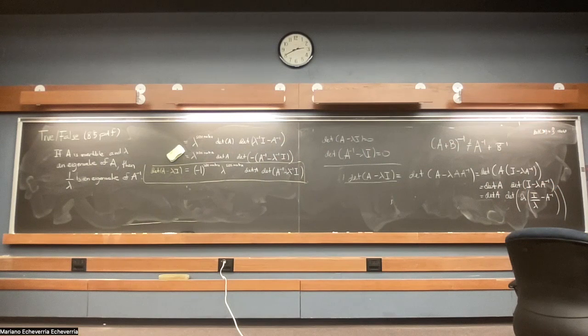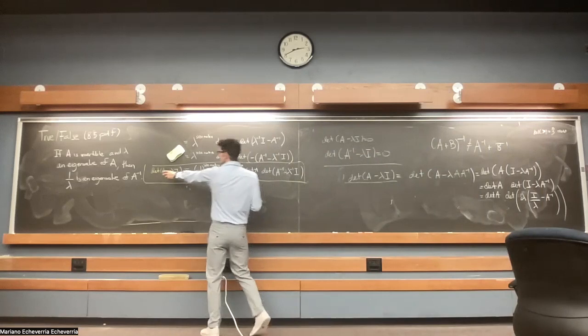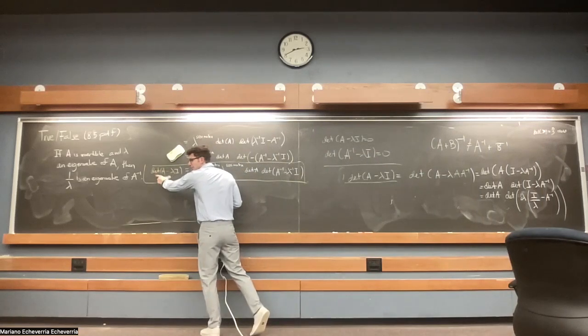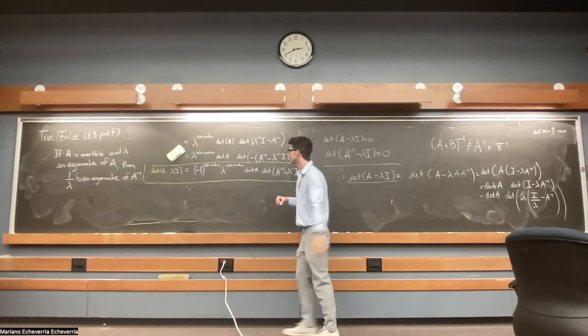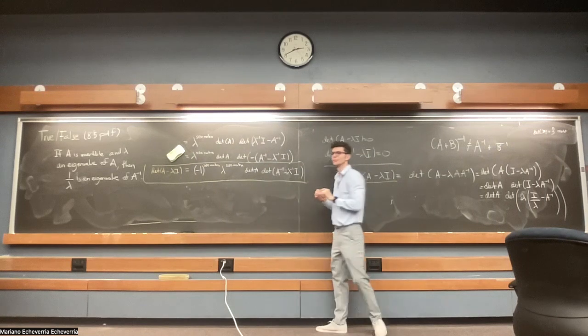Does that make sense? So what this means is that if this determinant is zero because lambda is an eigenvalue, then essentially the only way this can happen is for this determinant to be zero. So that means that lambda inverse has to be an eigenvalue for A inverse. Okay.